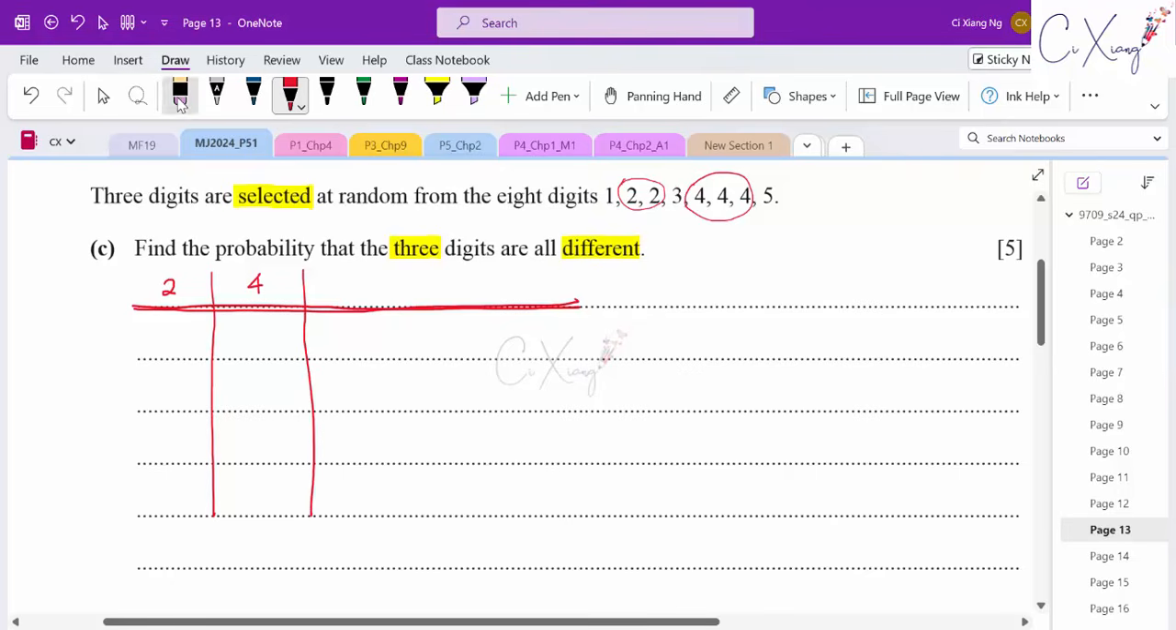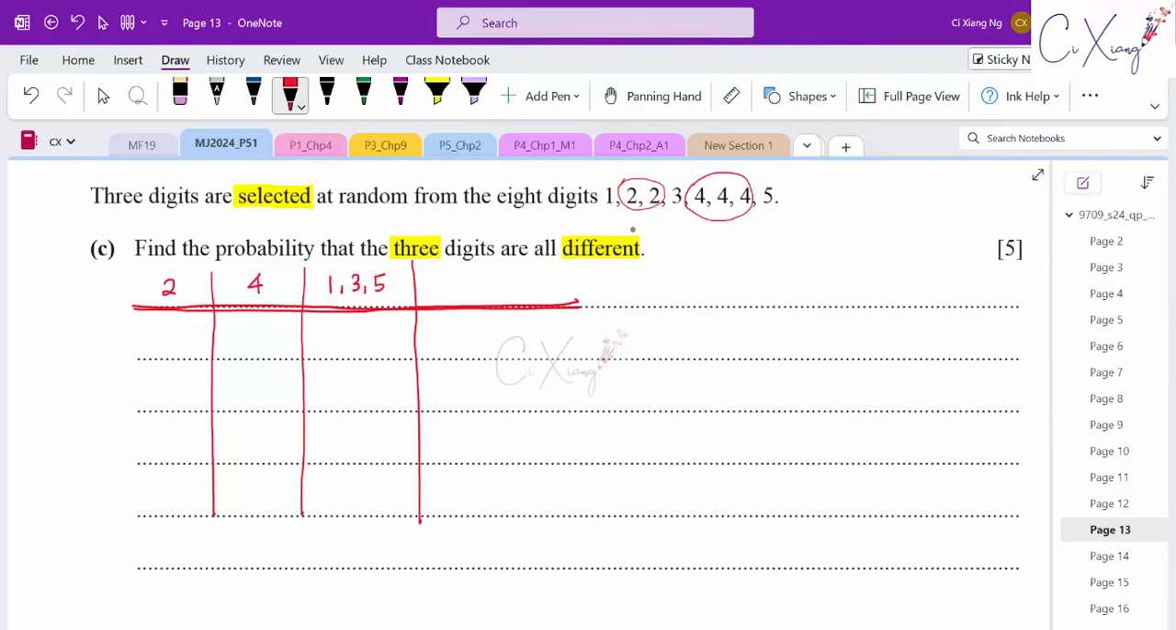And then as the last 3, the other numbers 1, 3, and 5, each of them is only 1, 1, 1. So I just group all the 1, 3, and 5, all these different numbers, as one group. So I'm having 3 groups in total. Okay, so I have to do it in this way because we are having identical numbers.